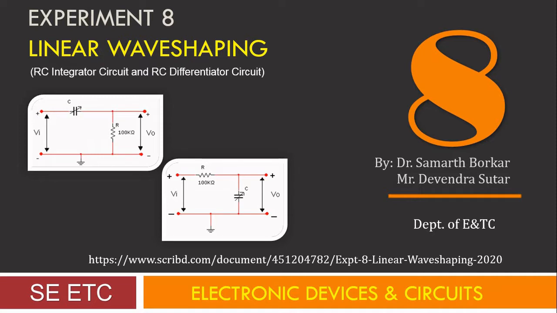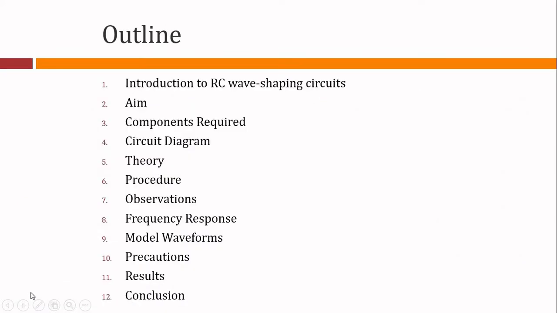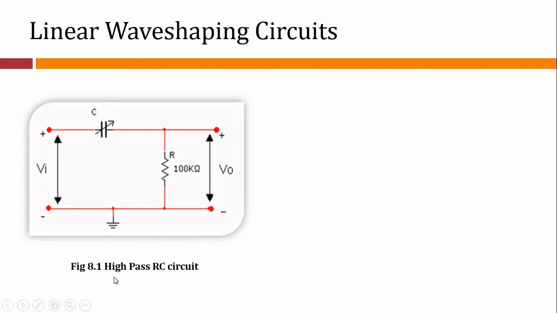Now, in this experiment, we are going to discuss linear wave shaping, and it involves the passage of signals through a linear system such as a resistor capacitor, a resistor inductor or RLC circuits. And the operations involved are linear such as integration, differentiation, summation or filtering. This is the flow of the outline presentation, and we'll start with the first case, high pass RC circuit.